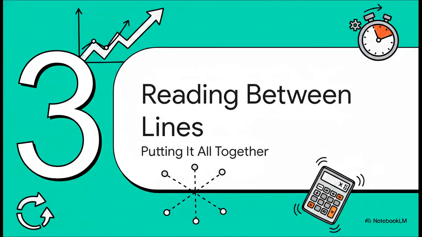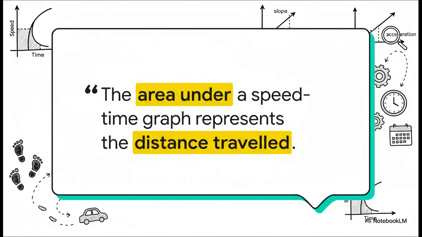But wait, there's more. Seriously, there is even more information hiding in these graphs. Let's pull everything together now and see how we can squeeze out even more insights and even do some real calculations. Okay, this is the other huge secret of the speed-time graph. We know the slope tells you the acceleration, but the area underneath the line tells you something completely different. It tells you the total distance the object traveled.